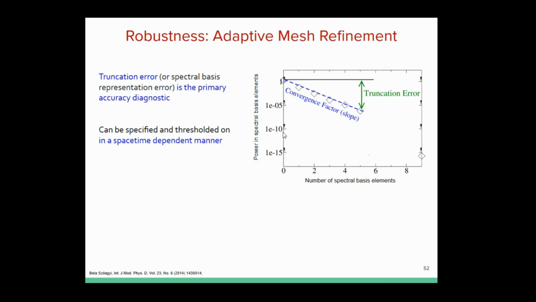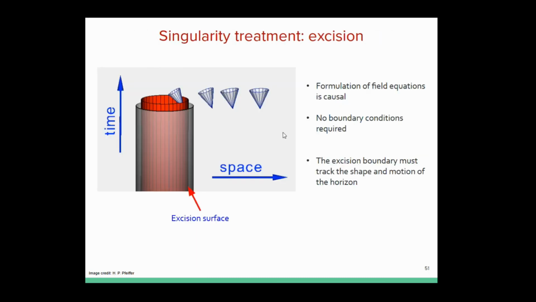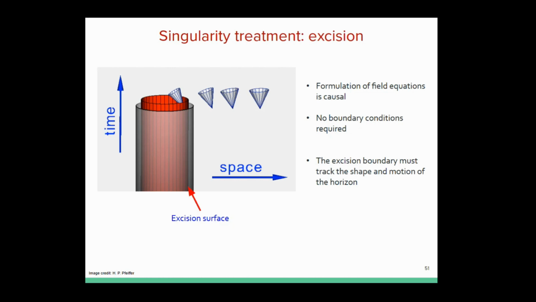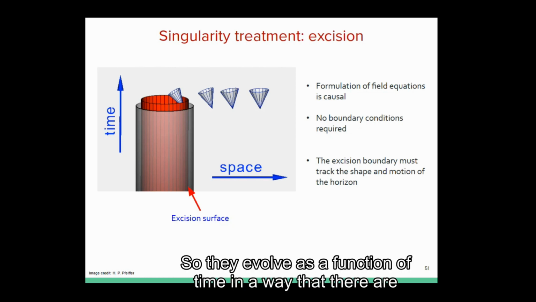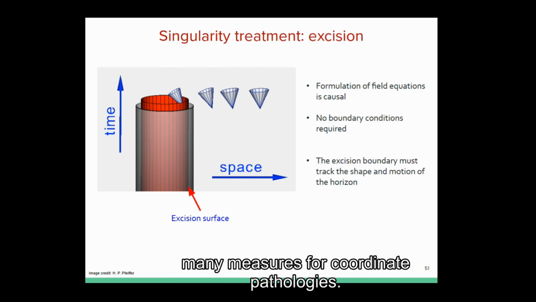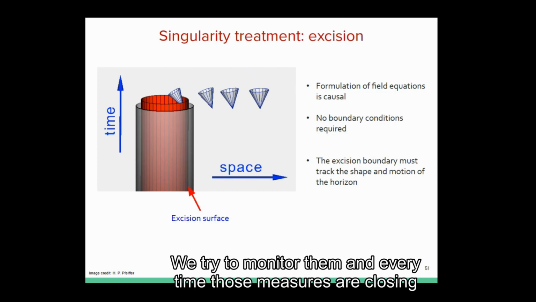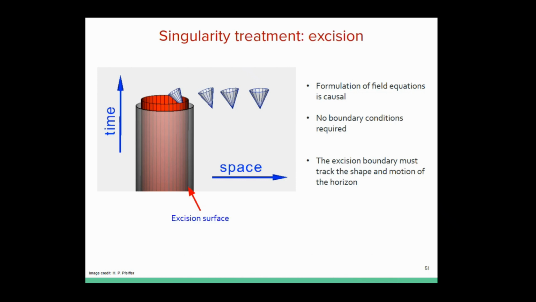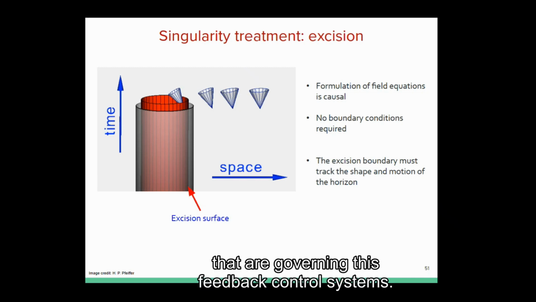Okay. How do you deal with coordinate things then? We choose good gauge conditions, and we have control. Our gauge conditions are time dependent, so they evolve as a function of time in a way that there are many measures for coordinate pathologies. We try to monitor them, and every time those measures are closing in to zero values, we try to move the gauge conditions away from that. There are control systems, if you remember from control theory, I guess, that are governing this. Feedback control systems.